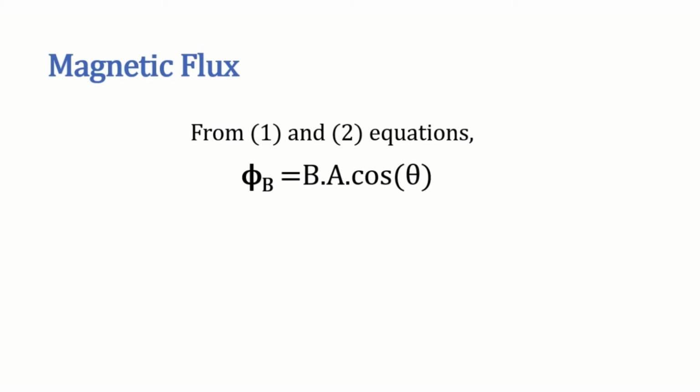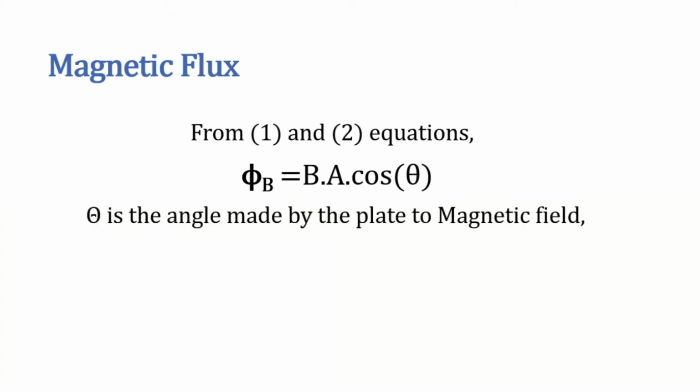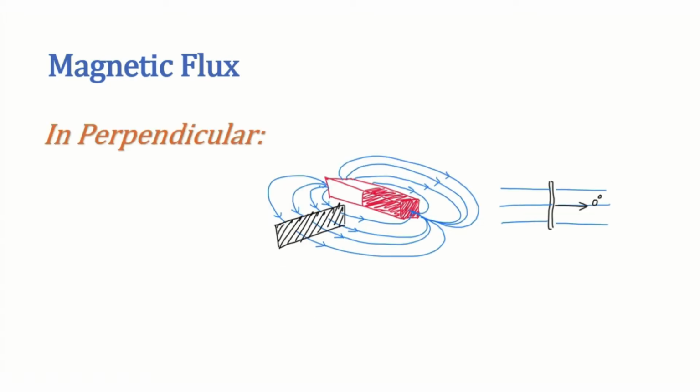From the above two equations, we can write phi B equals B dA into cos theta, because from both equations we got the LHS common. Here, theta means the angle made by the conductor plate with respect to its magnetic field as shown here. If the plate is perpendicular, then theta will be 0 degrees and the expression becomes phi B equals B dA into cos 0.